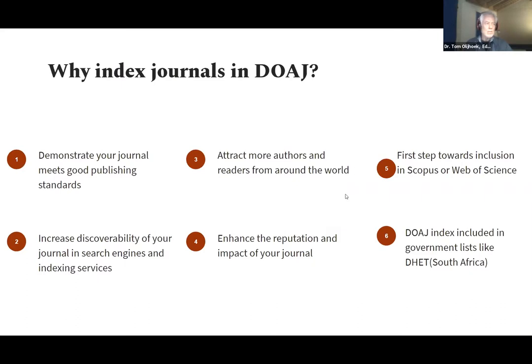So why should you index the journals in the DOAJ? I think you demonstrate that your journal is good, you attract more authors, and you also have the index included in government lists. So there's quite a few things that are in favor of trying to get your journal in, and we see it increasing with all the publishers.